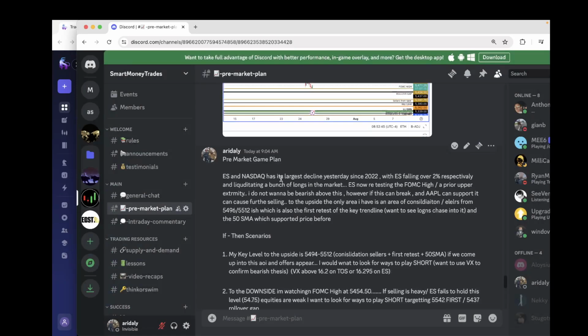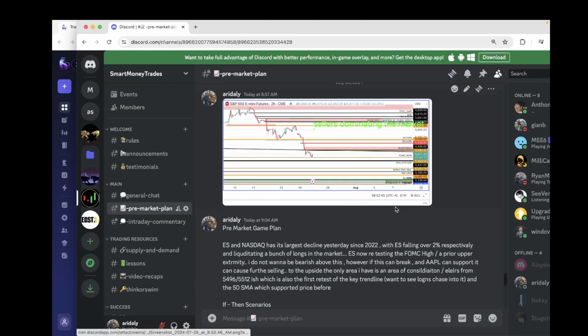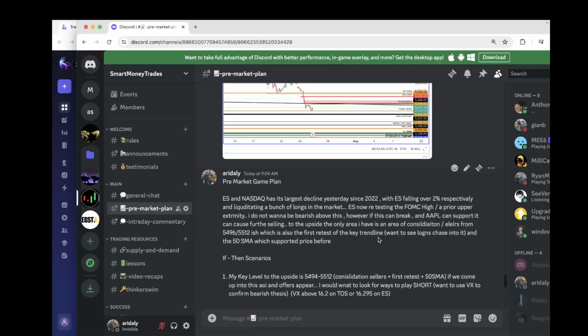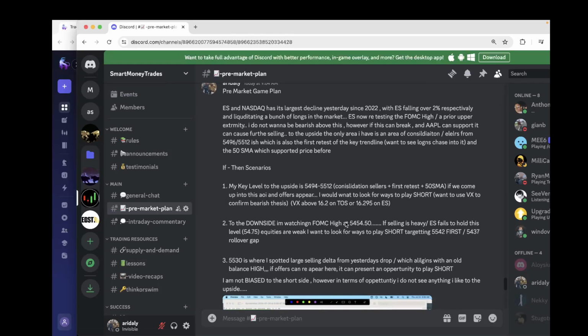Yesterday, the S&P and NASDAQ had their largest decline since 2022, with ES falling over 2% respectively and liquidating a bunch of longs in the market. We are now retesting a key inflection point in the market, and I do not want to be bearish above this, but I said if it could break and the equities are weak, this can support a potential sell-off in the market, and we could see further selling. And I said to the upside, the only level I have is the 5.96 supply, which was an area of supply that I got from the tape.